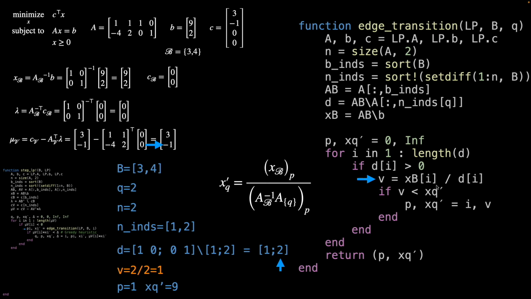So our value is 1. Now, is the value less than the best XQ prime we've seen so far? Well, the best XQ prime we saw so far was 9. So yes, it is less than that. And we update our P XQ prime pair.